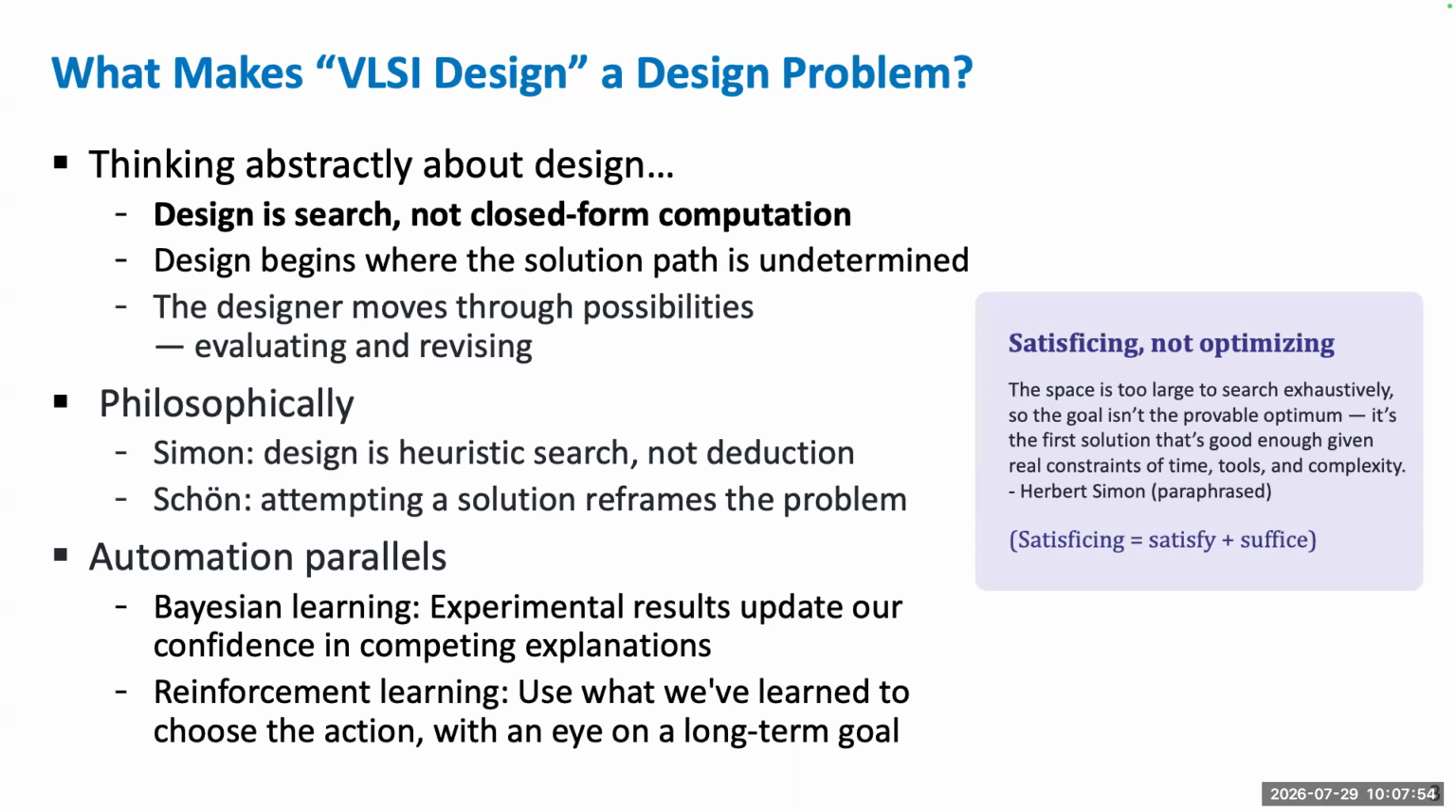And so I think these are a lot of things more philosophically about design, and I think they apply quite well to the VLSI design problem. Now we do have modern automation parallels. I'll just name a couple. Bayesian learning is kind of using this concept of observe, update your confidence, make new decisions. Reinforcement learning is also doing this, choosing an action, having a long-term goal, kind of working out a strategy. So I'll start with this as the design problem at hand.